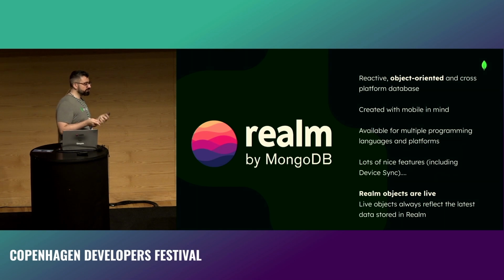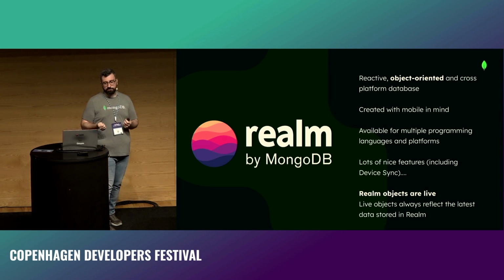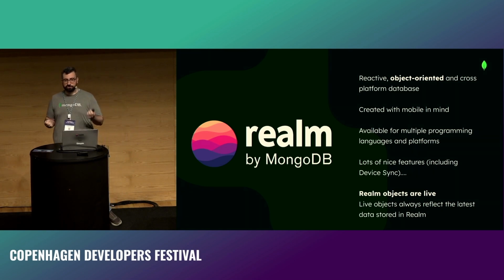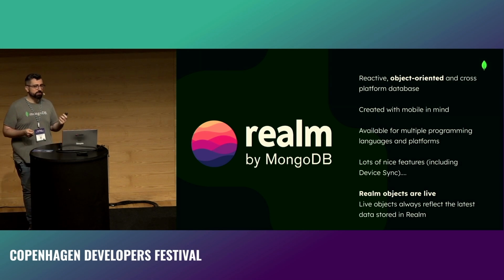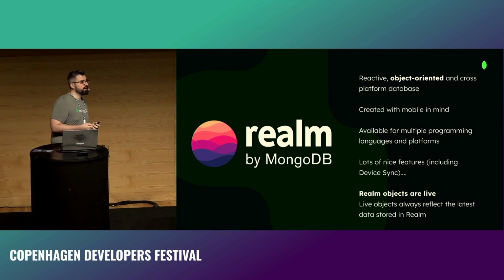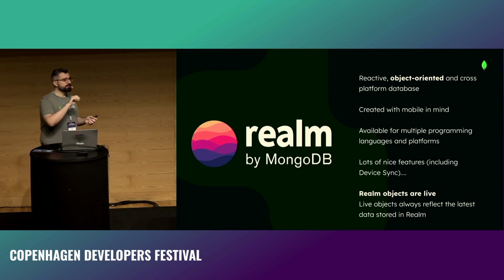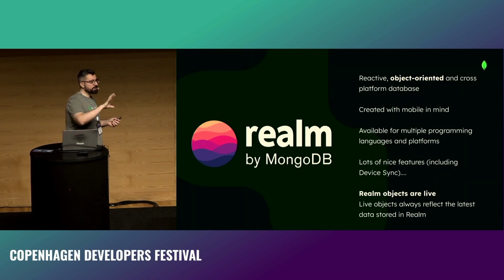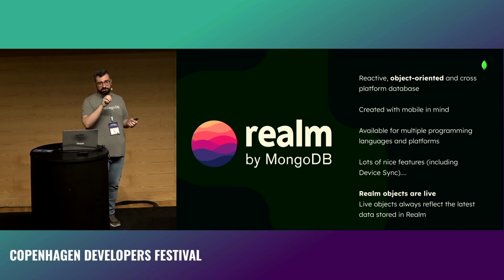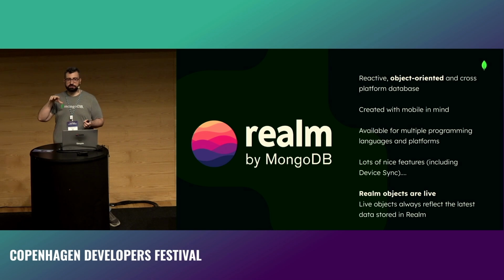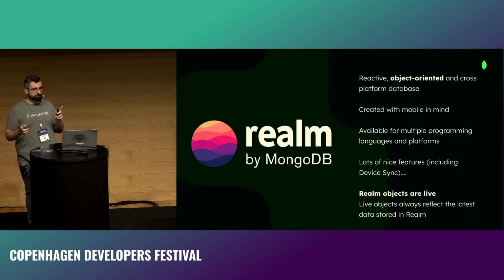But there are two features that are really important for the rest of this talk. So first of all, Realm is object-oriented. And what this means is that when you're working with Realm, you're working with C# objects. And there is no translation layer. So it's not an ORM where you have SQL underneath. It's its own database, and the shape that your object has in C# is the same shape that it has in the database. There is no translation layer between the two.